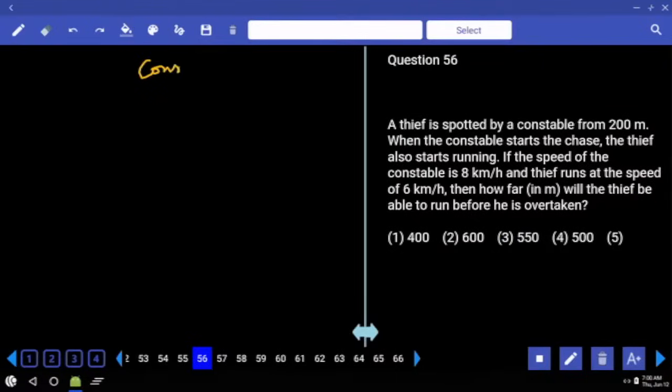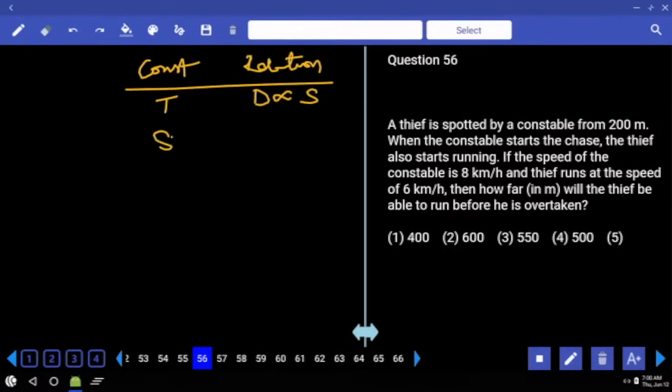See, one value is constant, and if you take the relation among the other variables: if time is constant, distance and speed are both directly proportional. If speed is constant, distance and time are both inversely proportional.